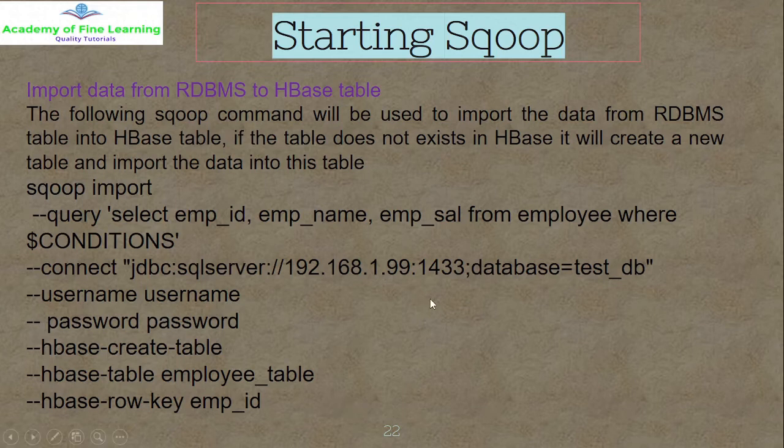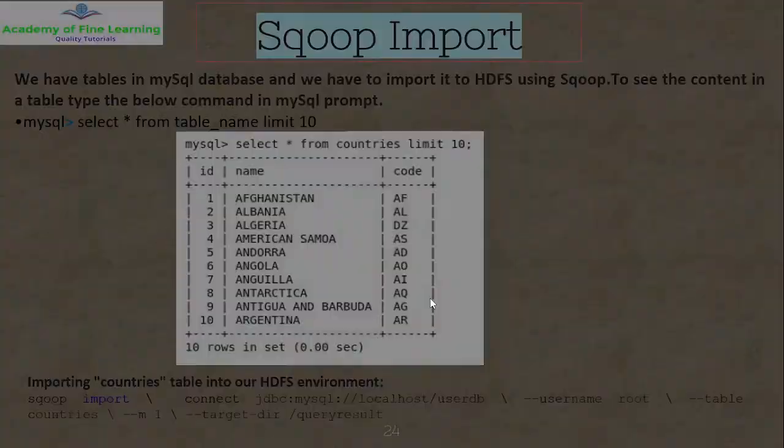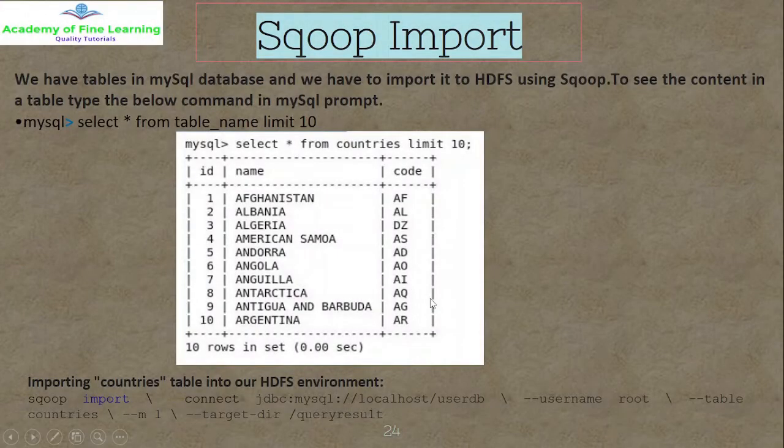Now we'll see the import a bit more. We'll give another example here. We are going to import this particular MySQL query: select all from countries, limit 10. So 10 countries' details will be there. What are they? ID, name and code we have. So this data we just want to import.